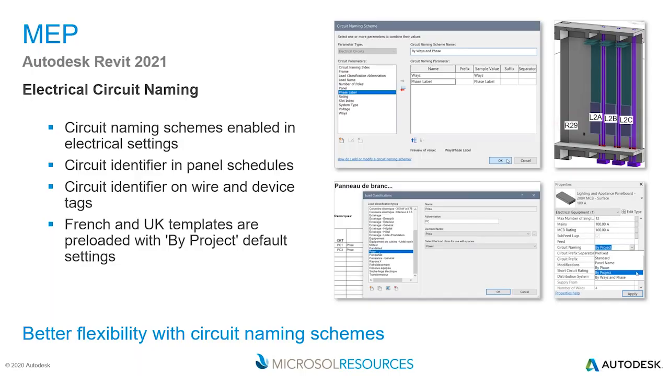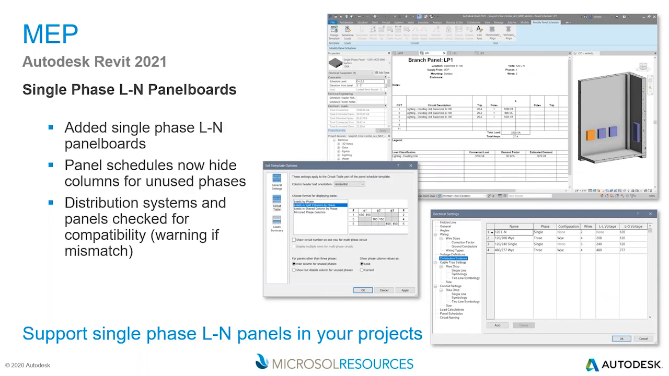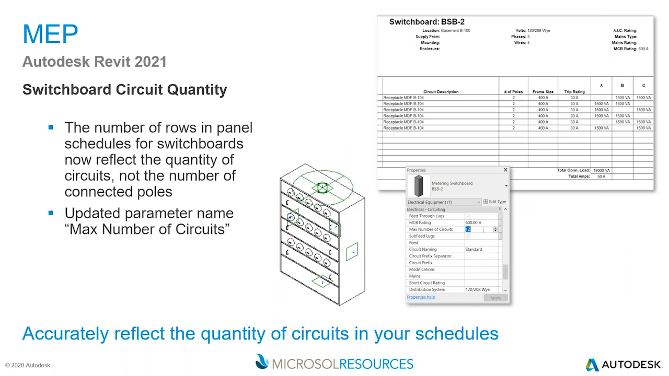Basically, in the circuit naming, again, giving the flexibility to the engineers to name and control and schedule the information the way they want it to, right? More flexibility in naming schemes. More and more. So the ability to properly support the single phase or the one hot conductor panel boards. So it makes sense to them. I don't really know what it means. Switchboard, no, I do. I just, got to be a dad joke.